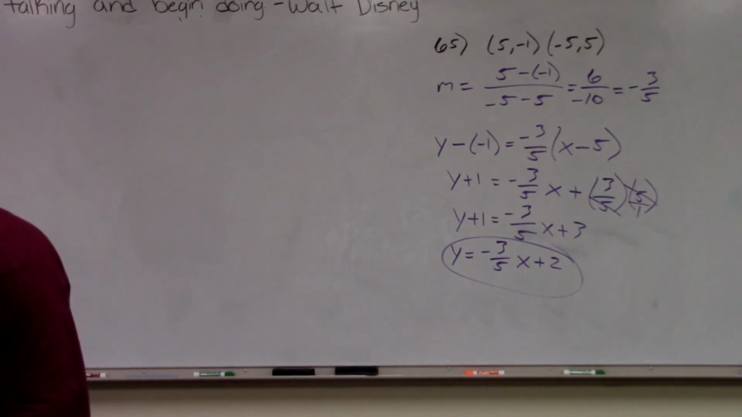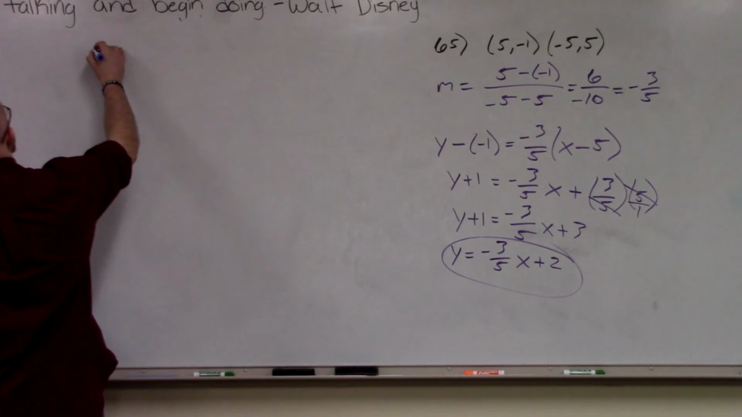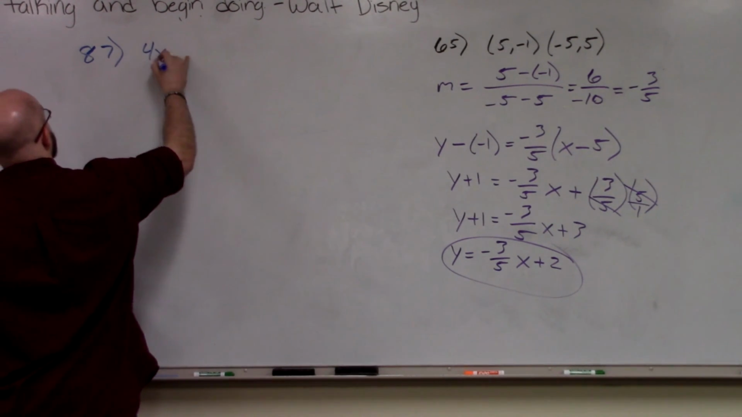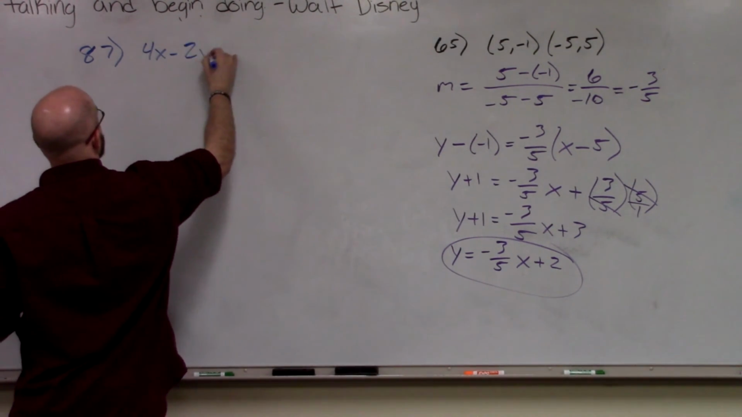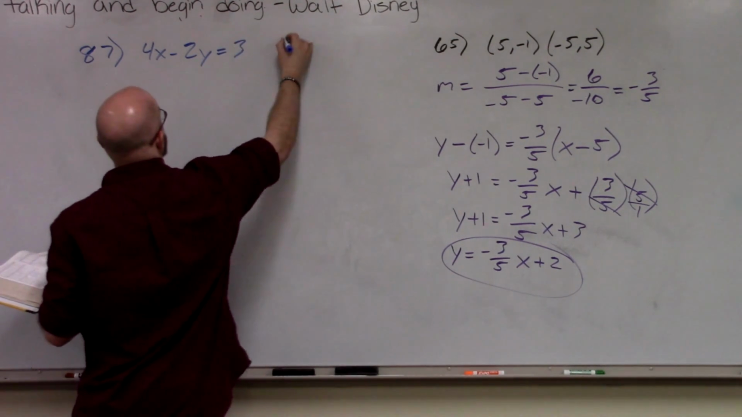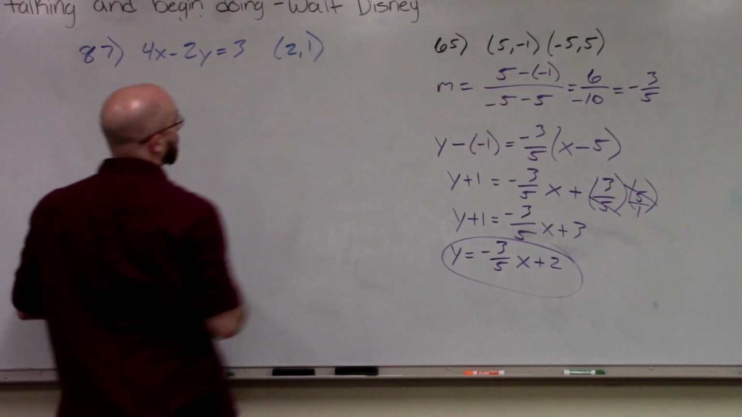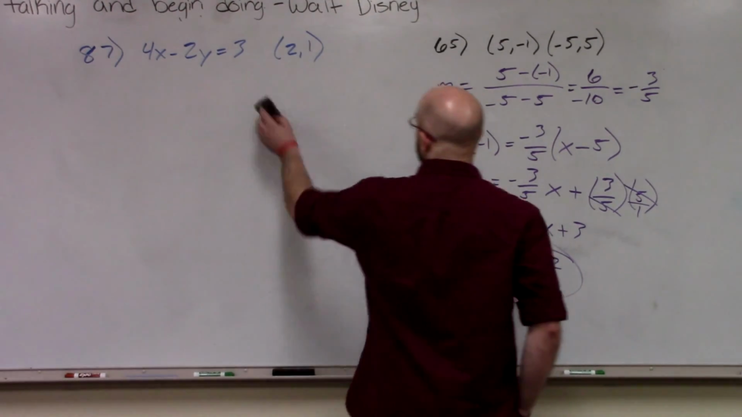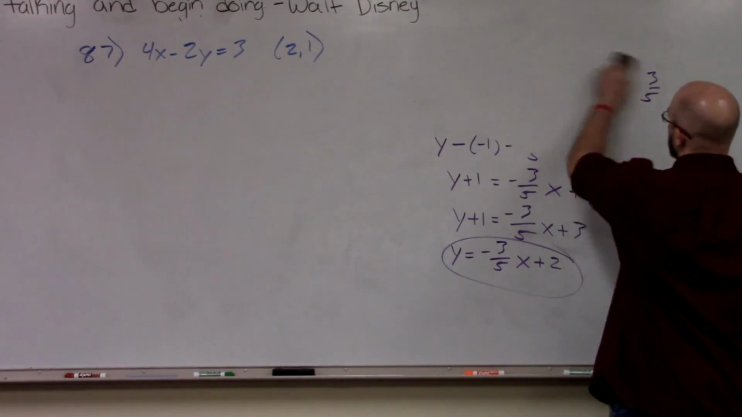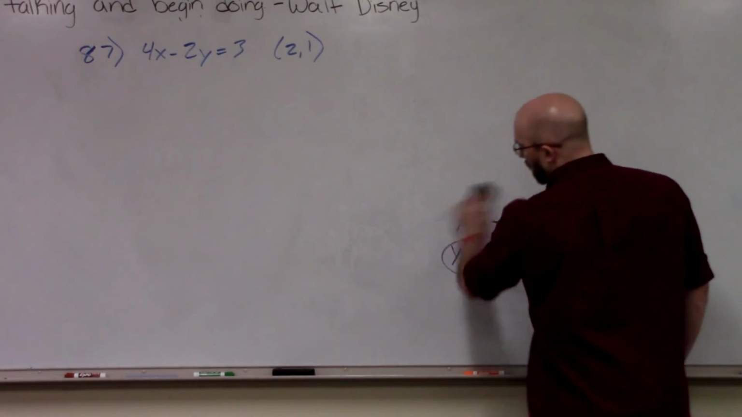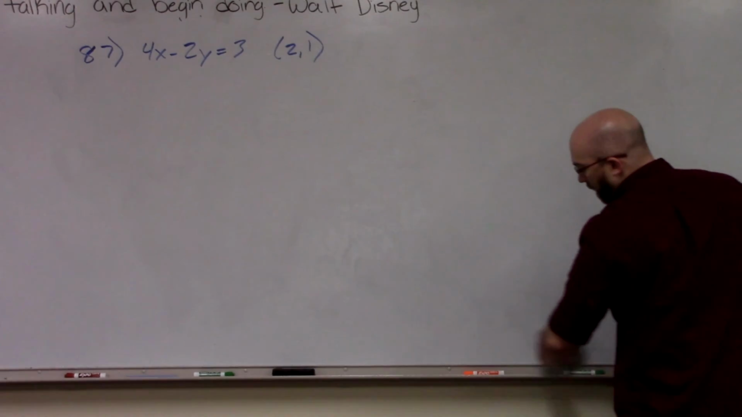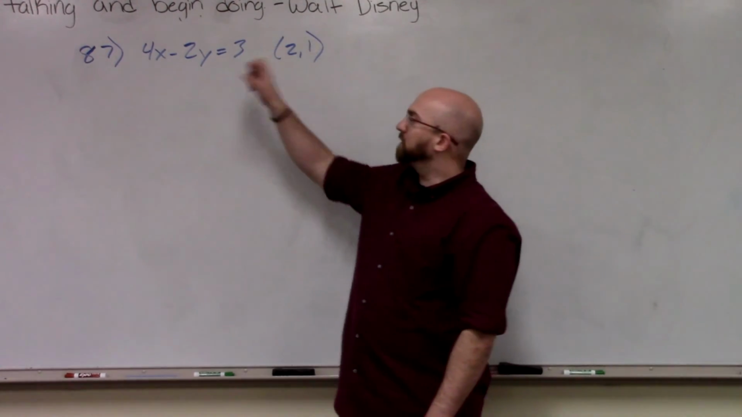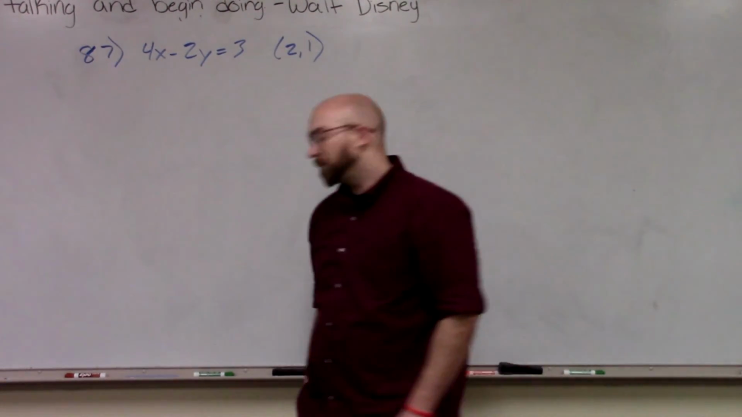The number we're doing, number 87, this is what they give us: 4x minus 2y equals 3, and a point. So what this problem says is, given a line, we want to find the slope of that line. Given that line and given a point, we want a line that's parallel to this line going through this point, and a line that's perpendicular to this line going through this point. So let me write that up here on my instructions.